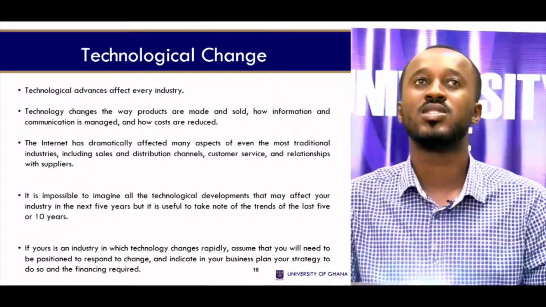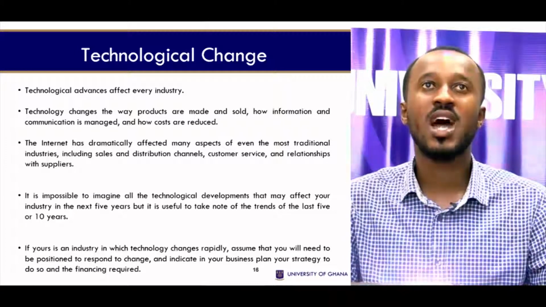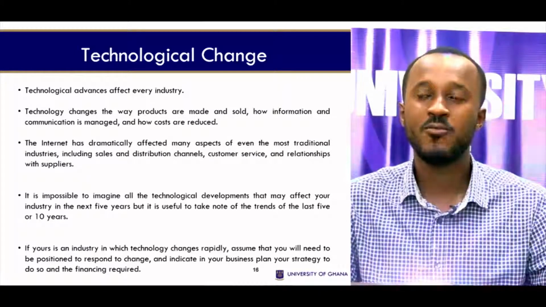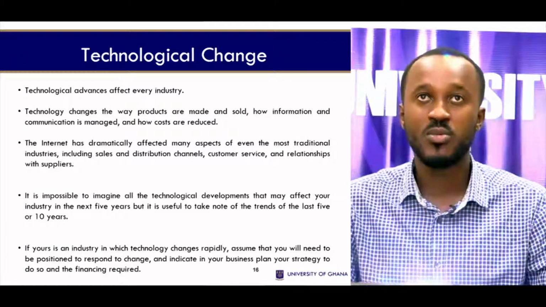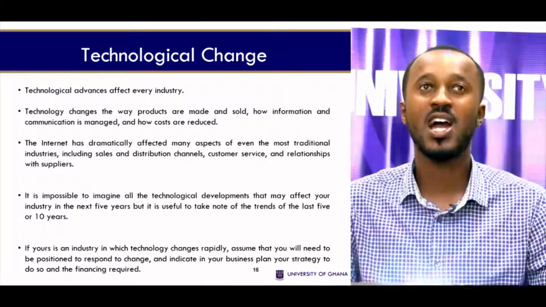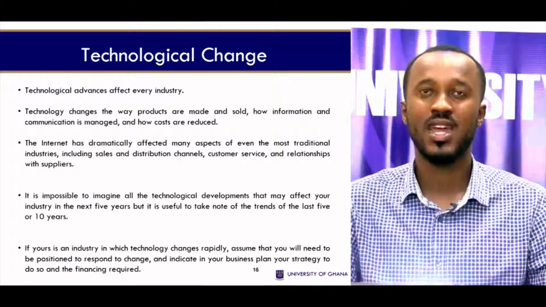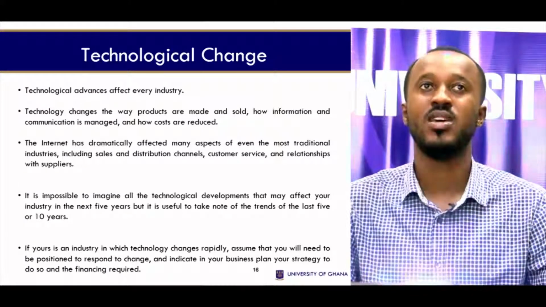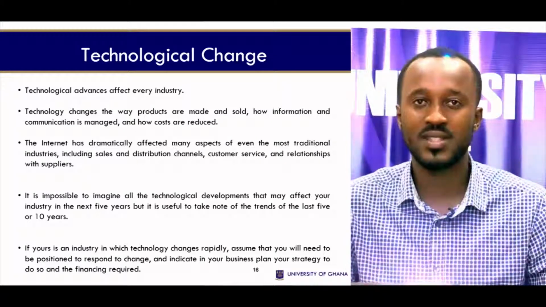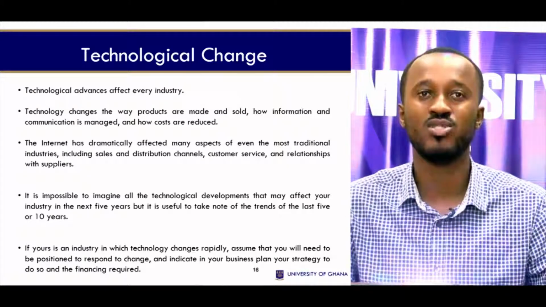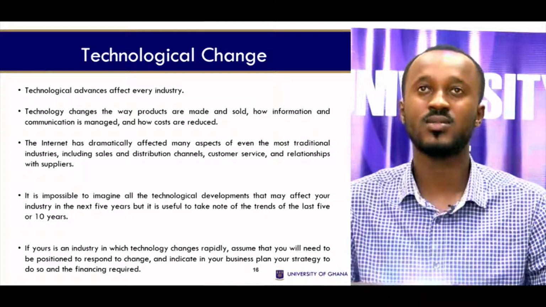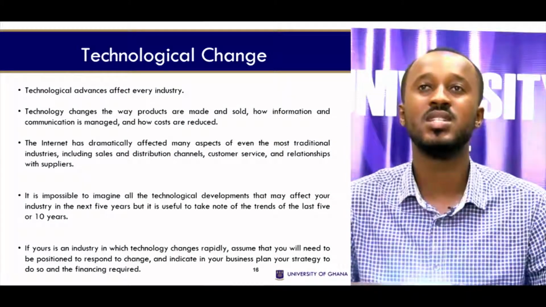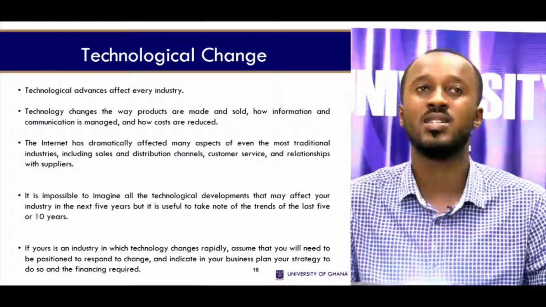Let's look at technological change. Technological advances affect every industry. Technology changes the way products are made and sold, and how information and communication is managed, and how costs are reduced. The internet has dramatically affected many aspects of even the most traditional industries, including sales and distribution channels, customer service, and relationships with suppliers.